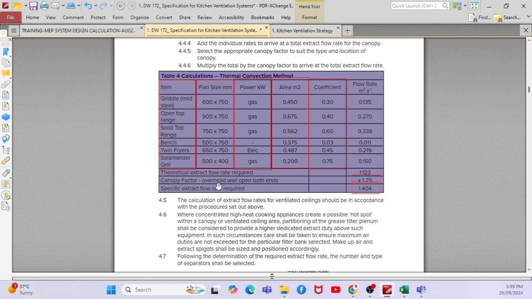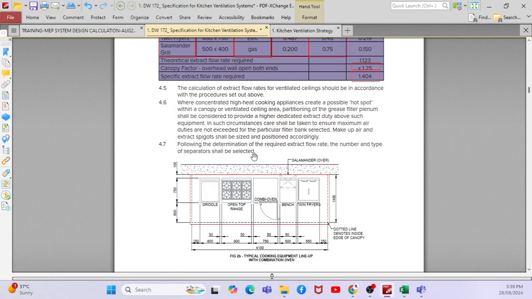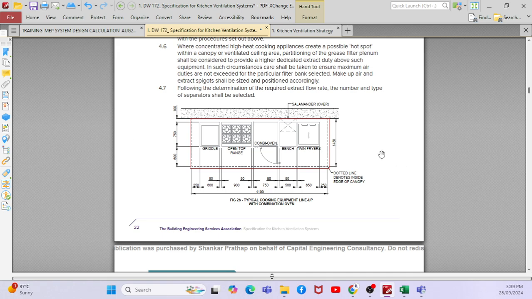Factor. Assume that you have an overhang with both ends open. Both ends open means this is your canopy and here you don't have anything, here you don't have anything. So what is one side open or one side closed?